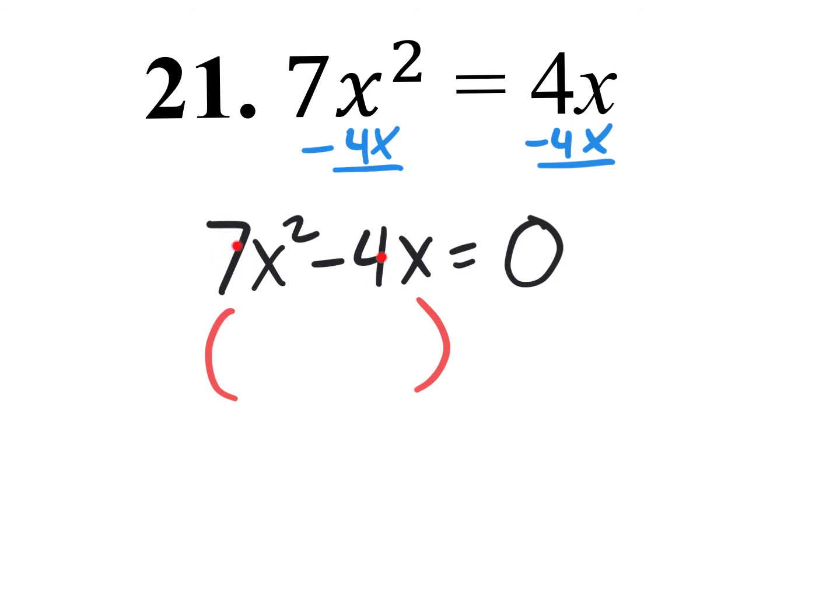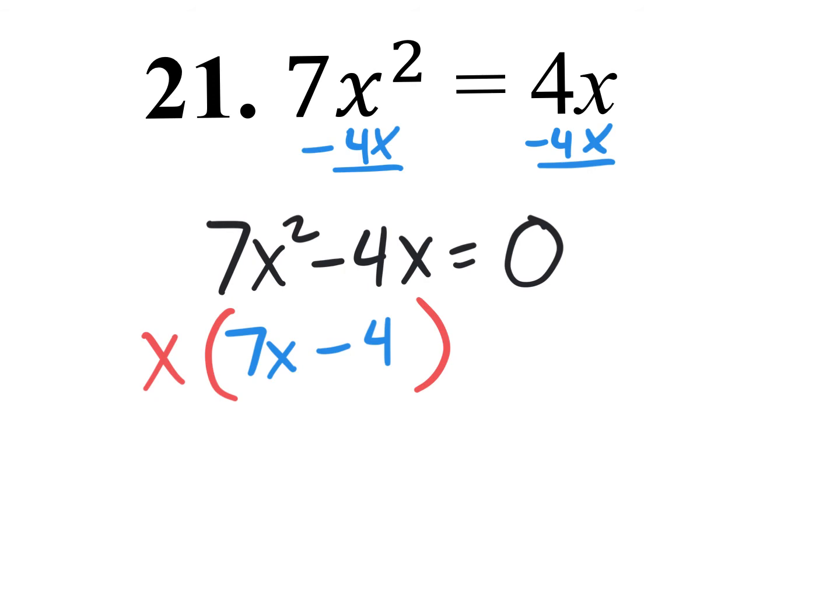Is there a multiple in common with 7 and 4? No. If it were like 8 and 4, yeah, you could pull out a multiple of 4. But 7 and 4 doesn't work. But at least we do have x's in both terms, right? So I'm going to pull out one x. That's my GCF. The x is my GCF. Now what would be left on the inside? 7x minus 4, right? Yes? Okay.